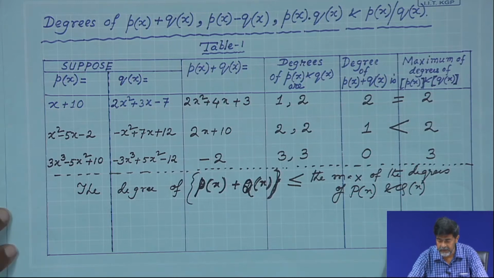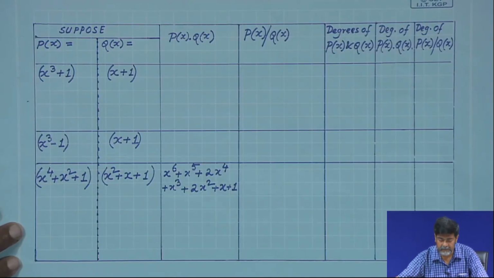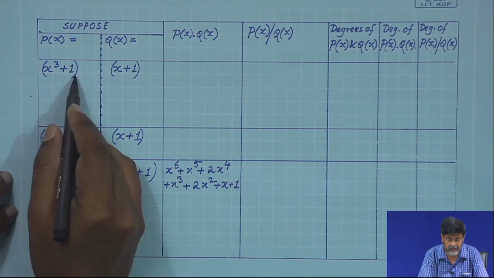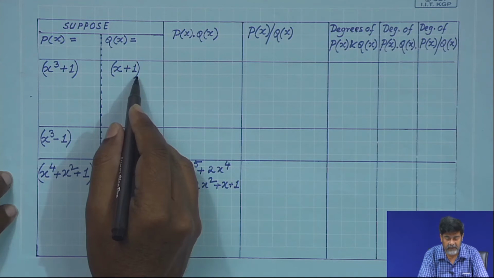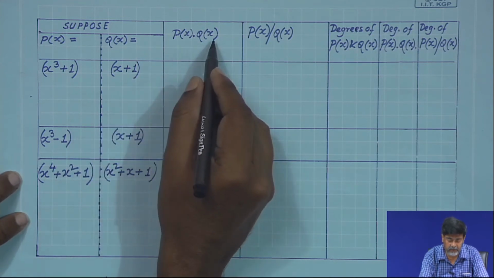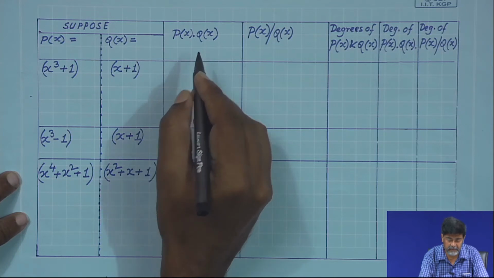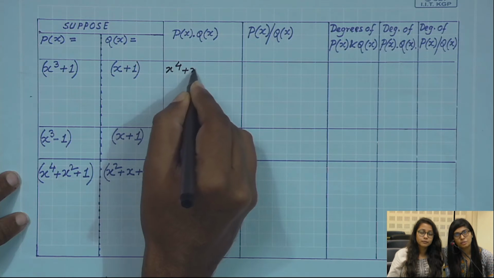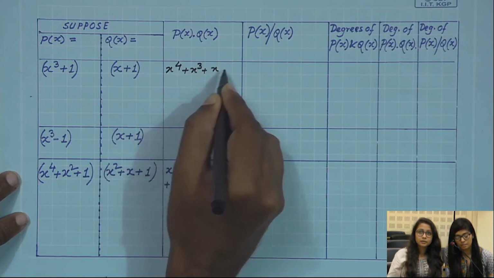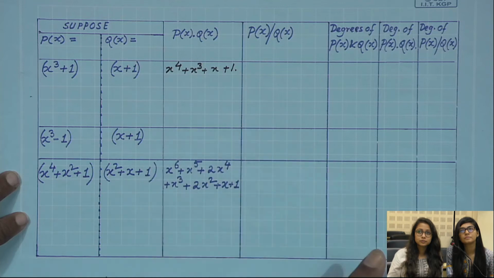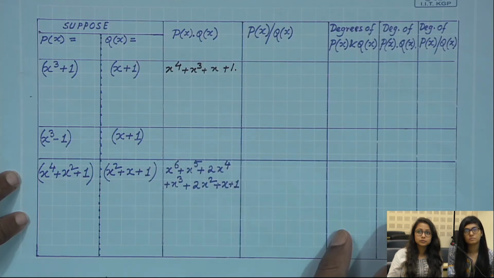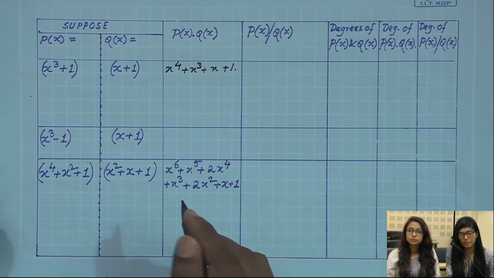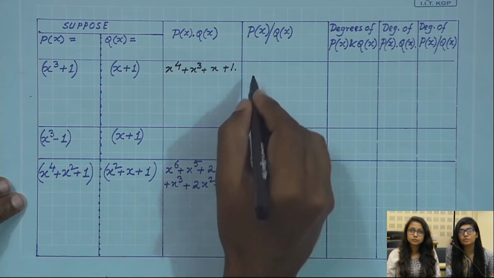Now, we are considering the product of two polynomials P(x) and Q(x). We are taking two simple polynomials. First one is cubic and second is of degree 1. Then what is P(x) into Q(x)? Just do it and tell me the result. P(x) into Q(x) is x to the power 4 plus x cube plus x plus 1. This is right. And what is P(x) by Q(x)? For P(x) by Q(x), it will be x square plus x plus 1.